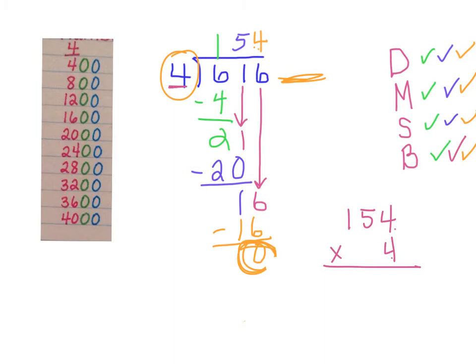4 times 4 is 16. 1 goes up, 6 comes down. 4 times 5 is 20, plus 1 is 21. 2 goes up and 1 goes down. 4 times 1 is 4, plus 2 is 6. I'm done multiplying and I get the same answer, the same product, as the dividend, sorry, that I started with, 616.